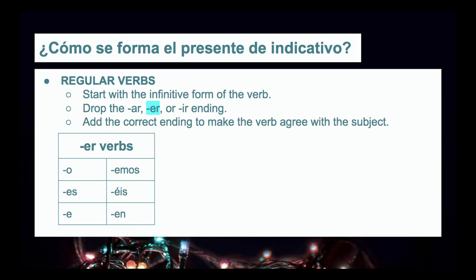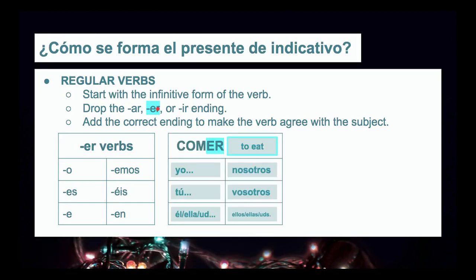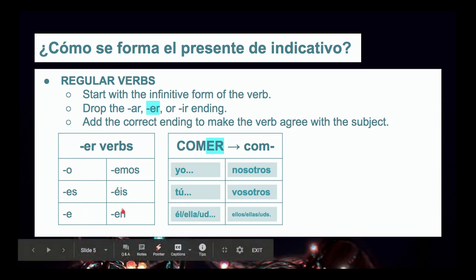Let's practice with the next most common type of verb, the ER verb. The verb comer, which ends in ER, means to eat. Following the rules of conjugation, we start with the infinitive and then drop the ER ending. We're now left with the stem COM. From there, we add the ER endings for the present tense. Remember, the ER endings are o, es, e, emos, éis, en.